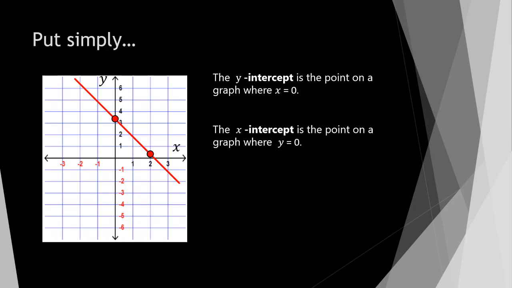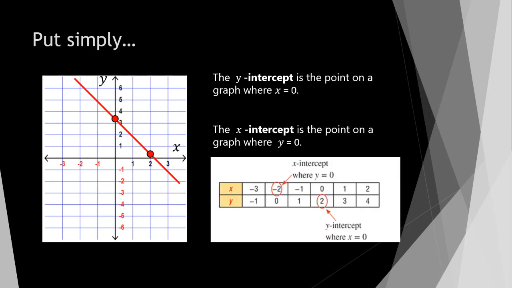Just to keep it simple, when we're trying to find the Y-intercept, that's when X equals 0. And when we're trying to find the X-intercept, that's where Y equals 0. So whenever you're asked to find one of these, just remember you need to let the other one equal 0.